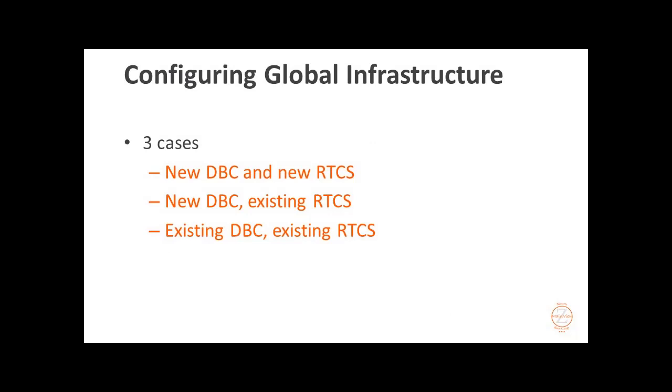The DBC and RTCS are components of the BMC Global Infrastructure. These components are designed to be shared across multiple product lines. There are three cases to consider when configuring global infrastructure as shown. We will examine the configuration requirements of each case.